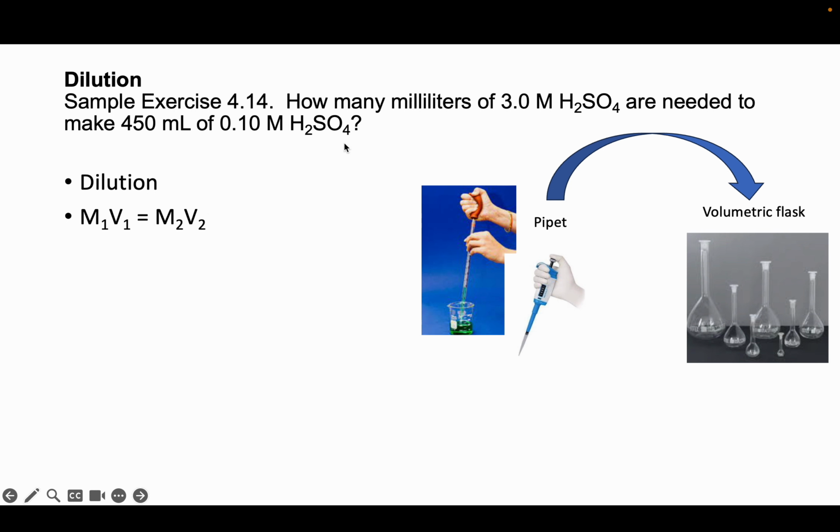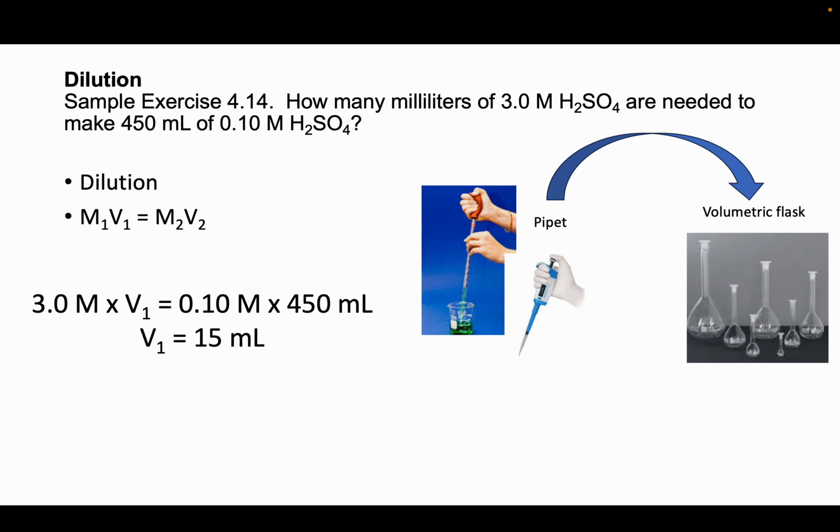As listed right here, we have 3 out of 4 of those terms. We have initially a 3 molar solution. We want to produce a 0.10 molar solution and 450 mL of it. How many milliliters of that first solution would we have to use? That's what the V1 term is. It tells us we would need 15 milliliters of that first solution.